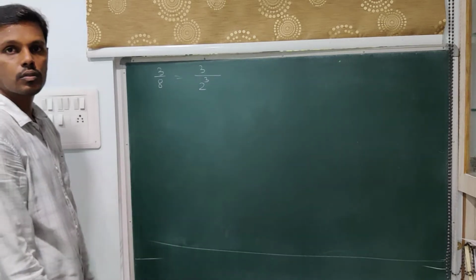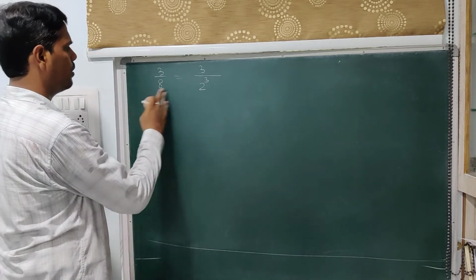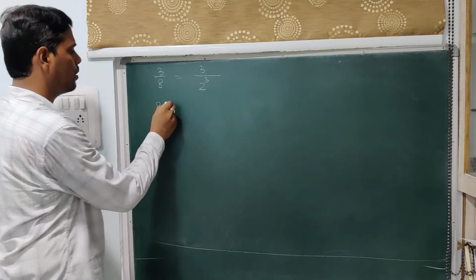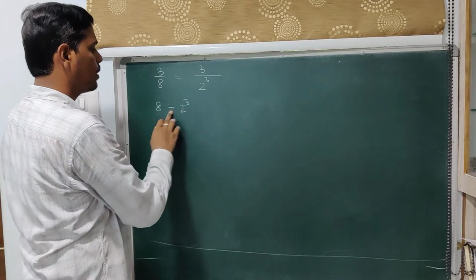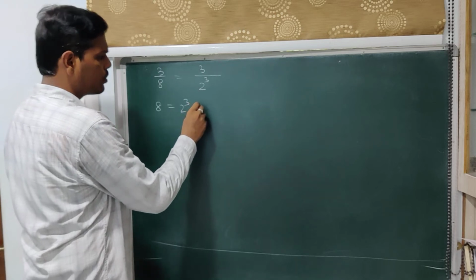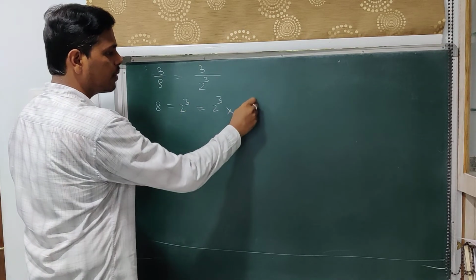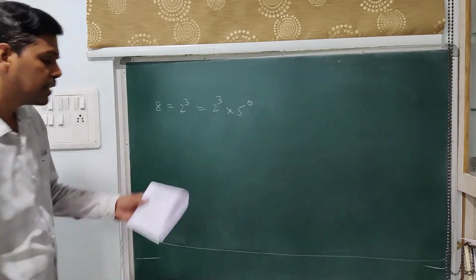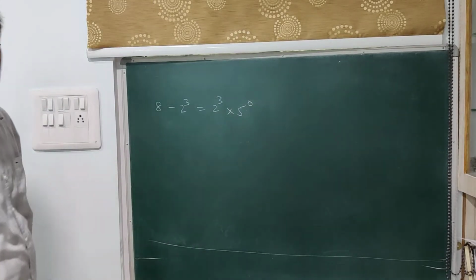So you can also do it separately, no? So 3 by 8, it is 3 by 2 cube, or you can write 8 is equal to 2 cube, that is the prime factorization, which you can also write as 2 cube into 5 power 0. So initially you can write that. Next they have asked you to convert that into decimal expansion without actually dividing.